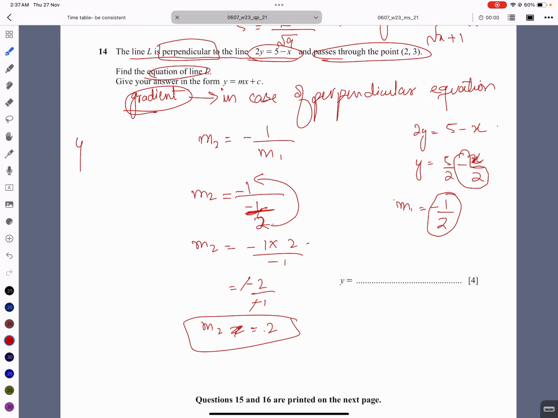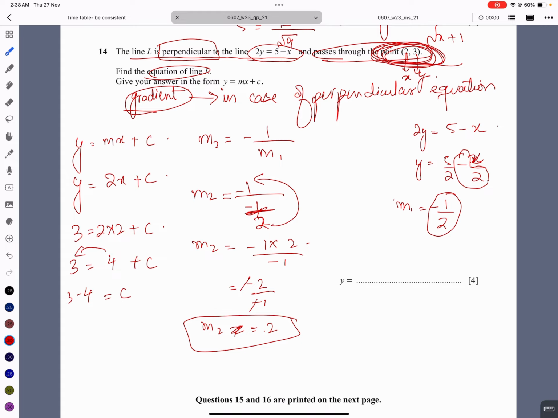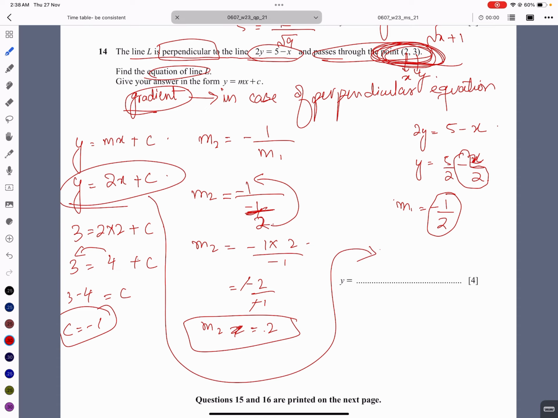Now using the equation y is equal to mx plus c, what is the gradient I got from the new equation? 2. Now I have to find the value of c, and then I will get my equation. For the value of c, I will substitute these coordinates. First one is always the value of x, second one is the value of y. What is the value of y? 3. And what is the value of x? 2. 4 will go to the other side and subtract. So using this equation, what is the value of c? Minus 1.